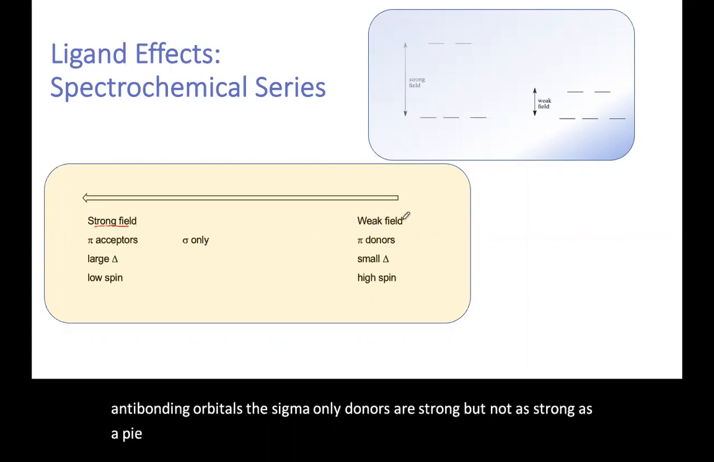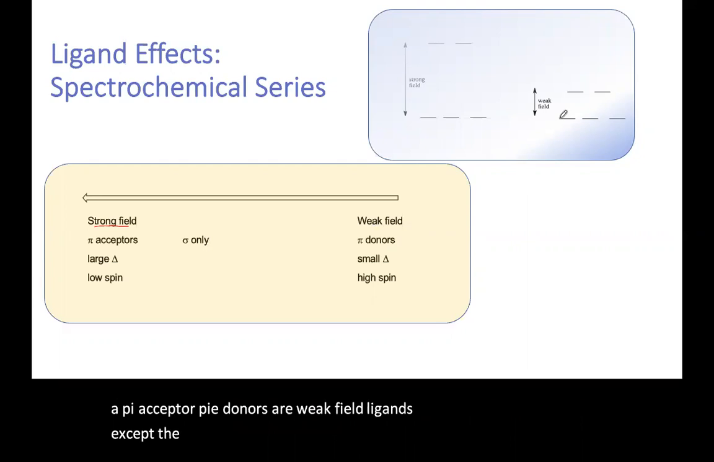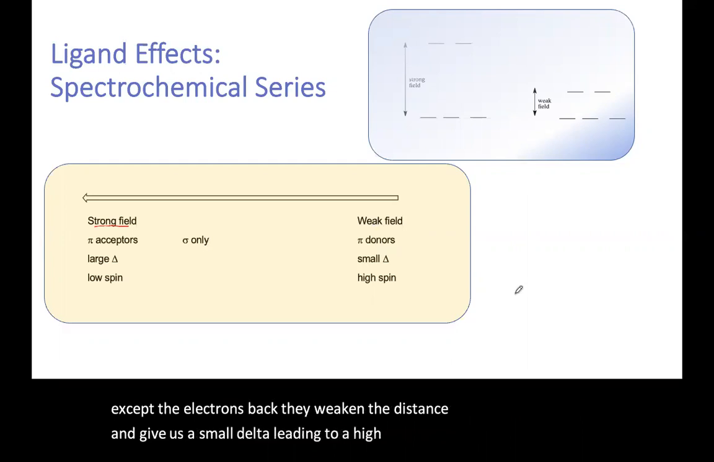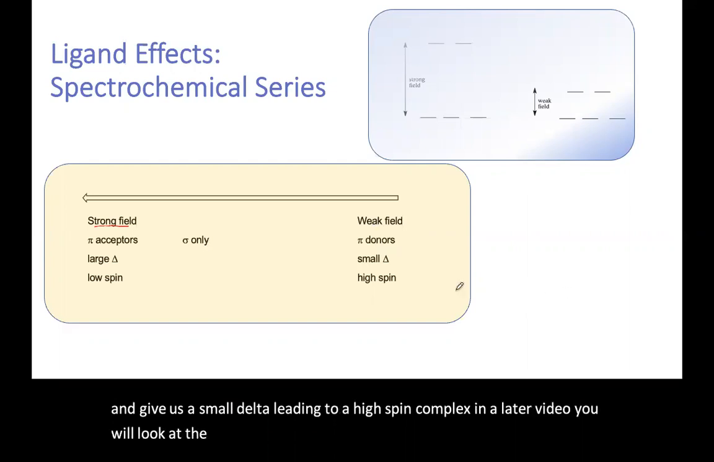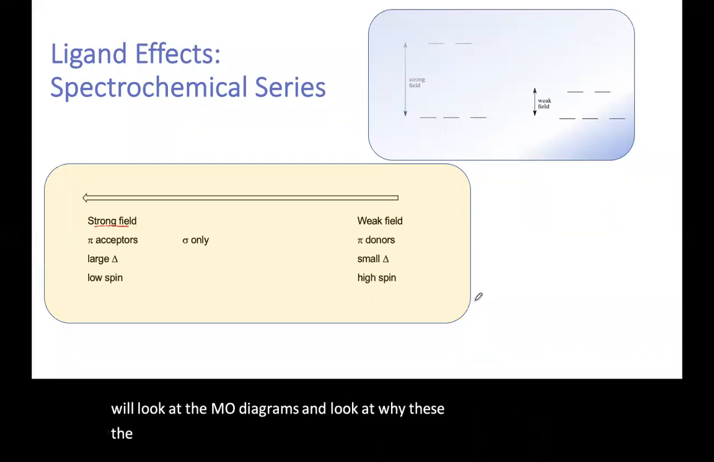Pi donors are weak field ligands. They donate electrons to the metal, weaken the interaction, and give us a small delta, leading to a high spin complex. In a later video, you will look at the MO diagrams and look at why the pi acceptors and the pi donors impact the field this way.